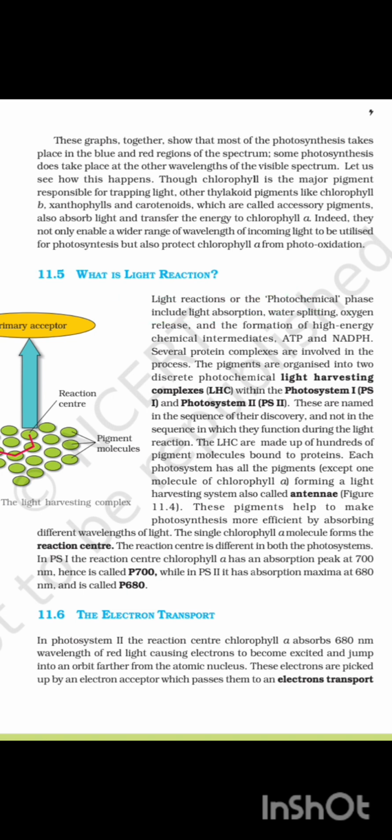11.5 What is light reaction? Light reaction, or the photochemical phase, includes light absorption, water splitting, oxygen release, and the formation of high-energy chemical intermediates, ATP and NADPH. Several protein complexes are involved in the process.